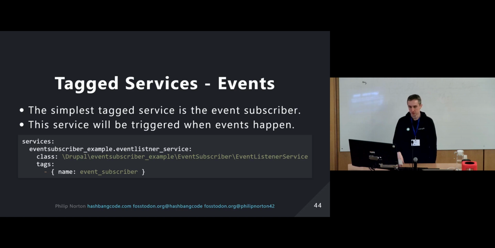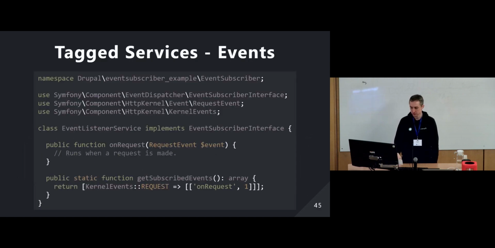And that means that Drupal will see this and register it as an event subscriber and call this public static function getSubscribedEvents. With that function, we can then register different events that will trigger this class to be used. In this case, we're just doing the request event, which is when a request hits Drupal. We can do various things with that information.